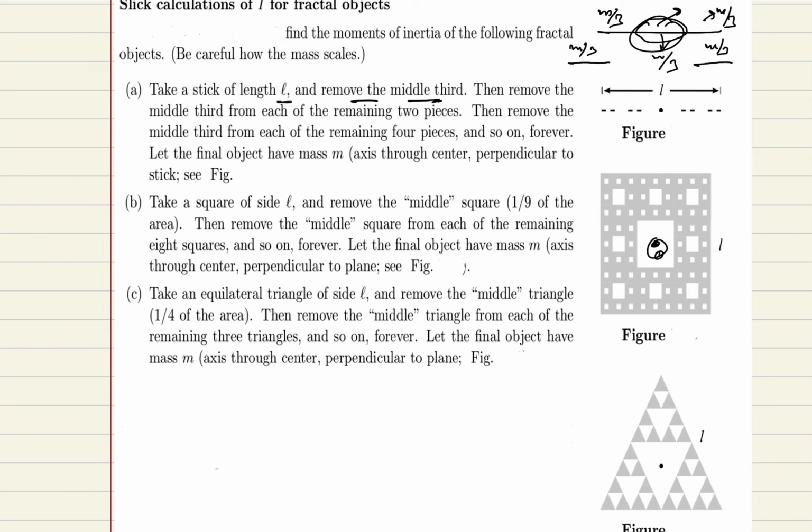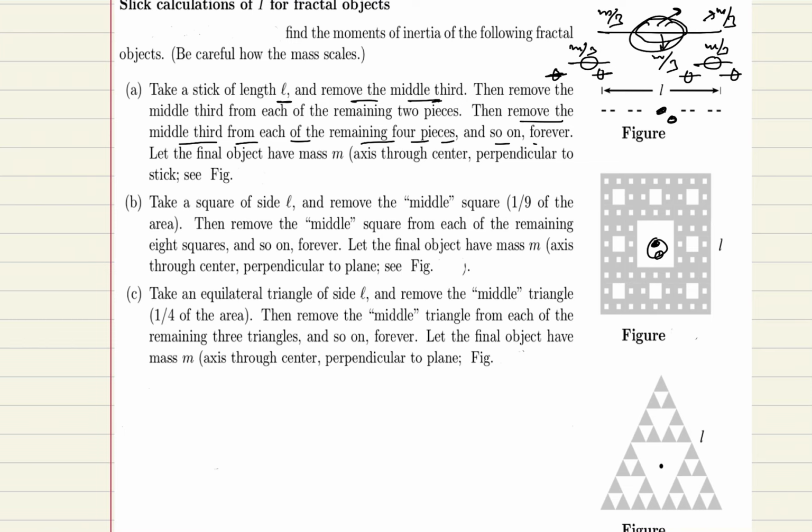Middle is removed. Again, from the leftmost part, we have to remove 1/3 of the mass. Here also, the right side rod part, remove 1/3 of the mass. Similarly, in this part, you have to remove 1/3. Like this, it is continued. Then remove the middle third from each of the remaining 4 pieces, and so on. You need to calculate the moment of inertia about, let us consider, the point O.